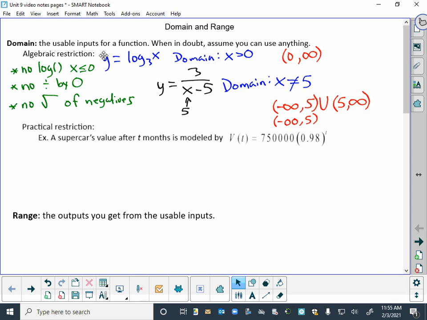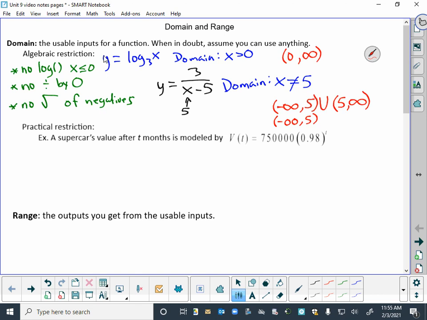Okay. Practical restrictions come out of a story. When we model something mathematically with a symbolic equation, the natural assumption of the symbolic equation is every number is in play. Okay? But once we attach a story, some of those numbers don't make any sense.